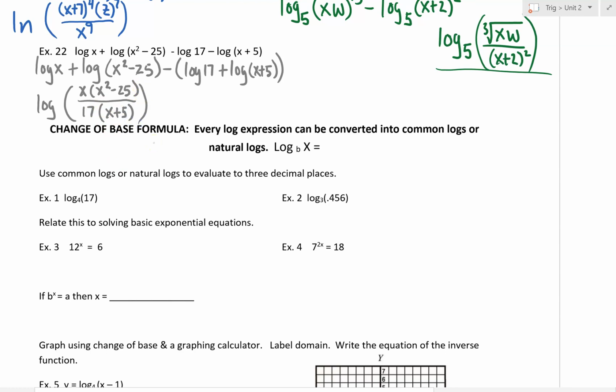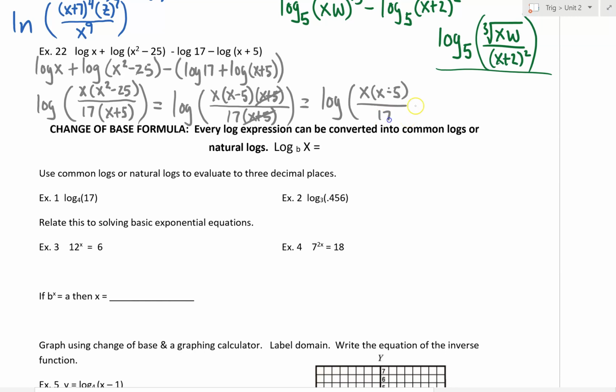And we'd be tempted to leave it right there, but we can't leave it right there. The reason we can't is because I can factor x squared minus 25. So log, this is going to say x times x minus 5, x plus 5 over 17 times x plus 5. Well, these two can cancel out, and that's going to leave me with an answer that says log of, at the top I'm going to have, and you can multiply this through or leave them out, it doesn't matter, x times x minus 5, and the bottom says 17.